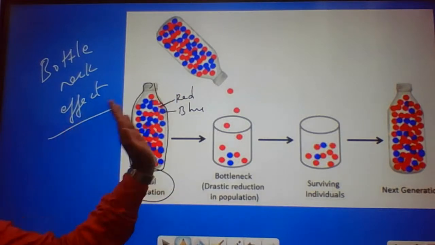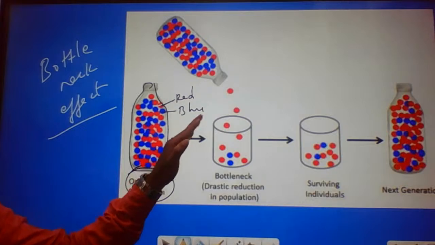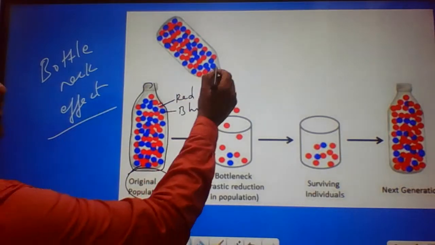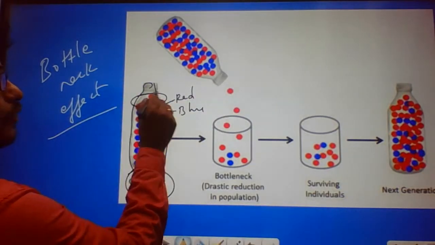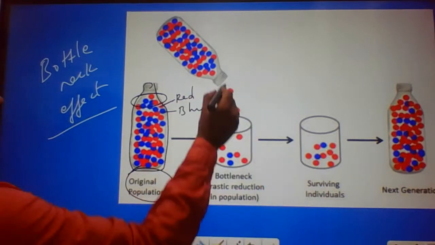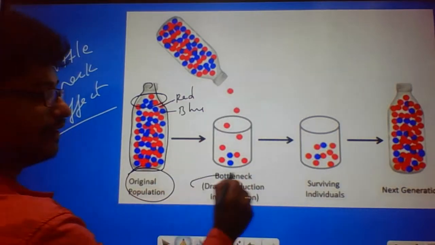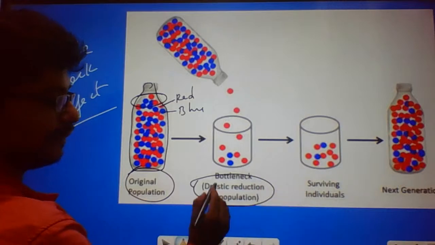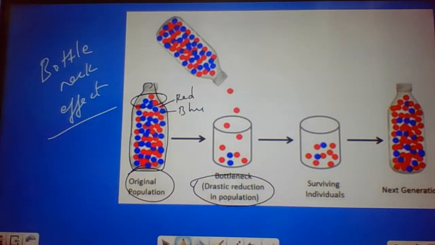Now I am going to tilt the bottle. Then what happens? A few organisms which are near the neck of the bottle may get disseminated. They will be transferred to the other area. So that's a bottleneck. There'll be a drastic reduction in the population. So what is due to the tilting?